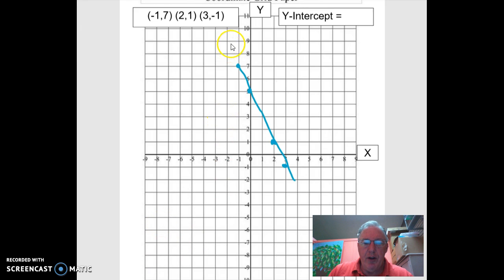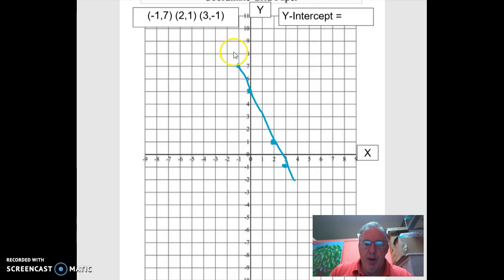Okay, so what we did is we now drew a line connecting all of these dots. And it's important to use a ruler. I'm not able to use a ruler on this site, but I drew a line as straight as I possibly could. And now we're going to determine the y-intercept.